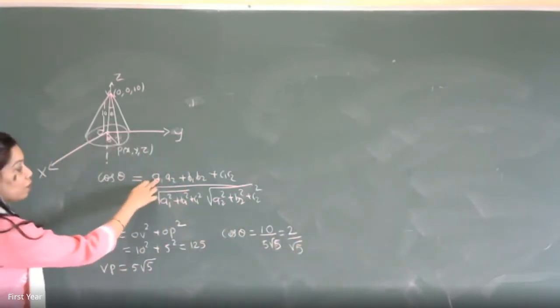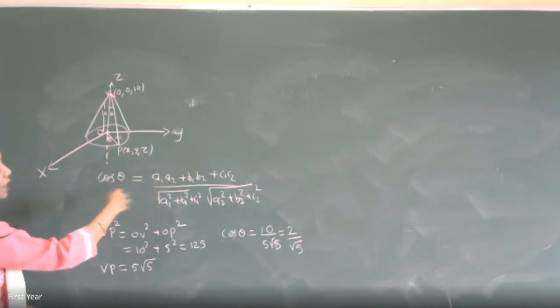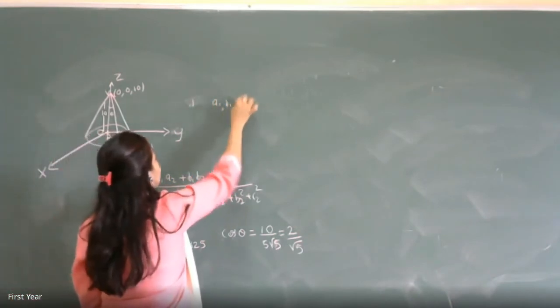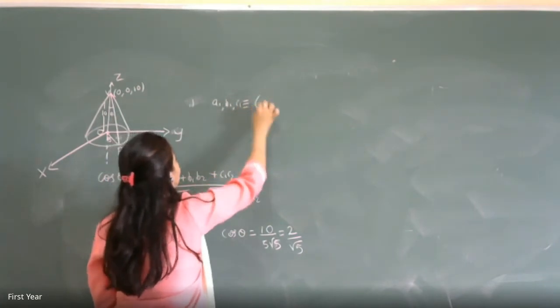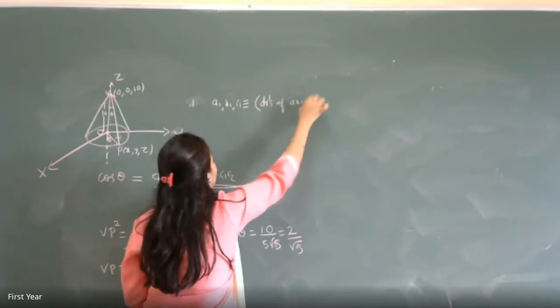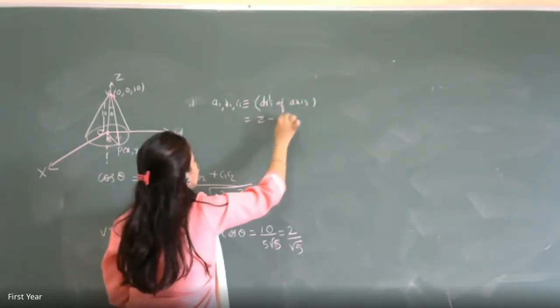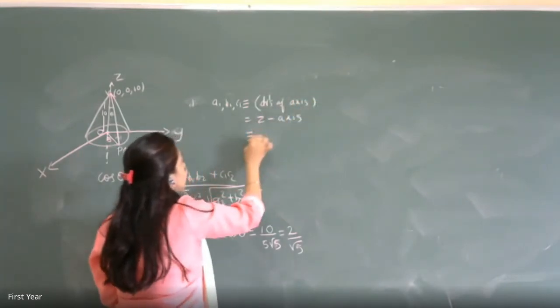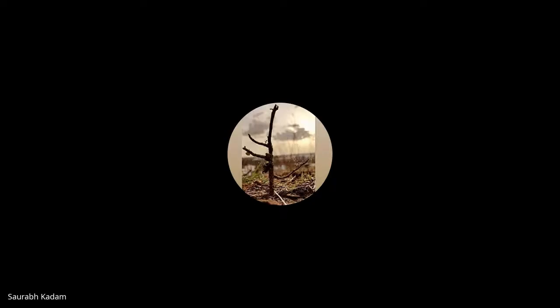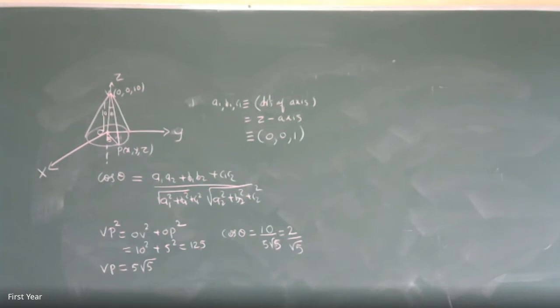Now you have to write down what is A1, B1, C1 and A2, B2, C2. A1, B1, C1 are the direction ratios of the axis. So who is your axis? It is the z-axis. So what are the direction ratios of the z-axis? 0, 0, 1. This we did earlier. So 0, 0, 1 are the direction ratios of the axis, in this case the z-axis.